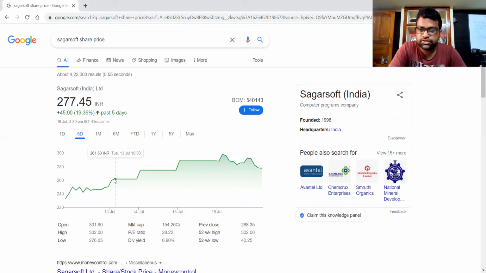On 13th July, it was just 261, exactly 5%, then 5% again, flat increments, like step functions, right? It was increasing. When this type of increment is there, you just hold and watch till where it is increasing. Don't sell at these points. Watch where it is going.